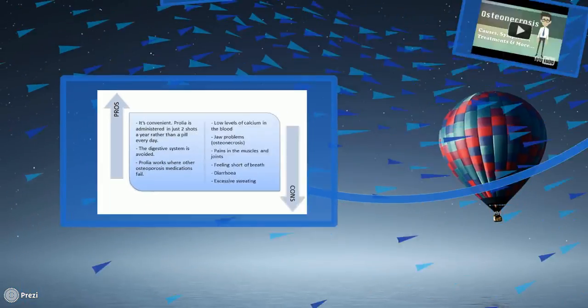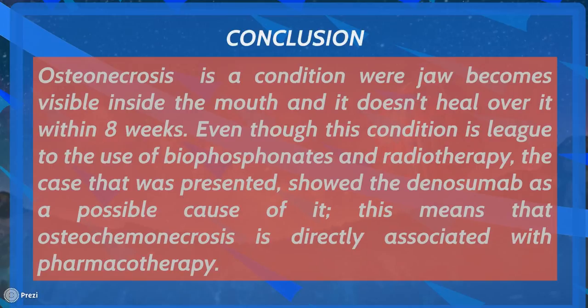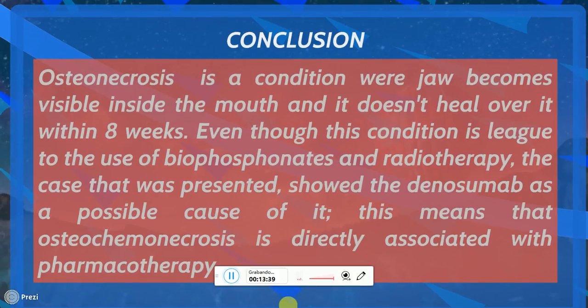So the conclusion after this presentation is that osteonecrosis is a condition where the jaw becomes visible inside the mouth and it doesn't heal within 8 weeks. Even though this condition is linked to the use of bisphosphonates and radiotherapy, the case that was presented before of the 56-year-old woman showed that the Denosumab is also a possible cause of it. This means that the osteonecrosis is directly associated with pharmacotherapy.